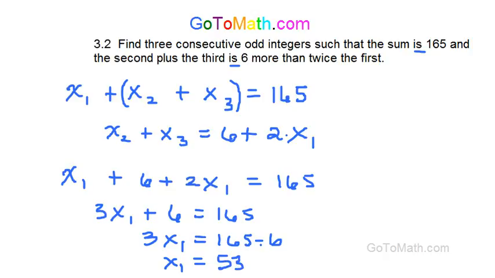Alright, you go 165 minus 6 is 153, then divided by 3, so you get 53. So that's going to be our first integer. Let's go ahead and just write them over here. So 53, and of course if they're consecutive odd integers, then this next one would have to be 55, and then the next one after that would have to be 57.